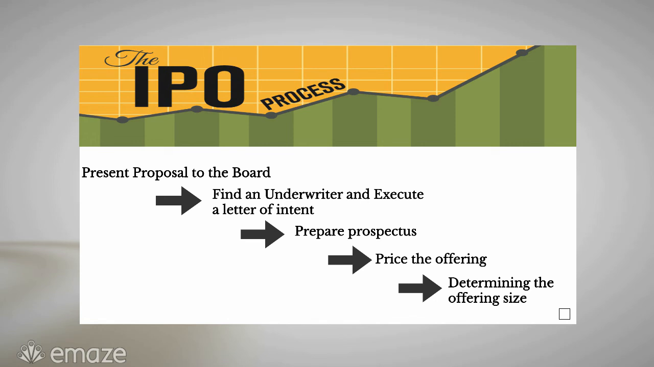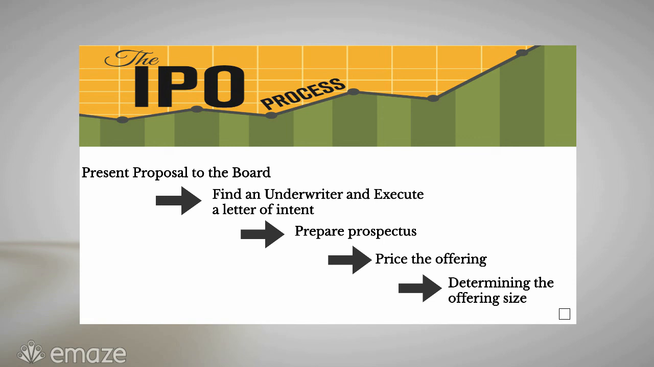valuation to the company. A letter of intent is a document drafted between the company and the underwriter that spells out the terms and conditions by which the issuing company and the underwriter will conduct the IPO. So in this document, it would have the fee structures as well as the firm commitment by the underwriter.